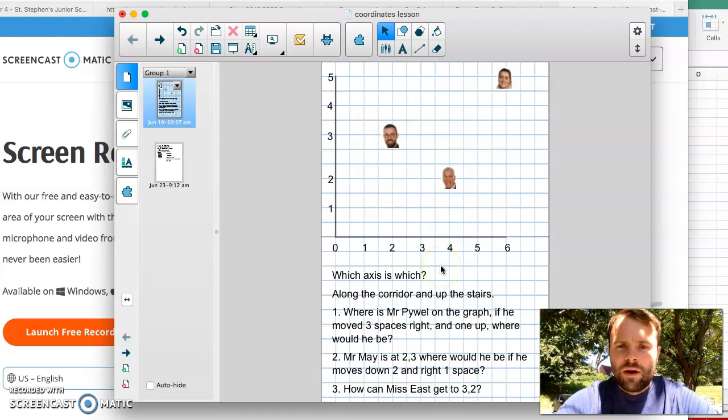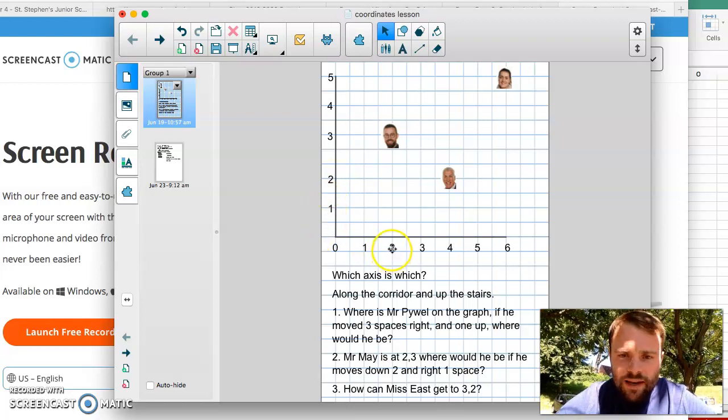You can pause the video here if you want to try and work it out. Okay, so Mr. Pywell is at, along the corridor, 4. Up the stairs, he's at 2. 4, 2. That's where Mr. Pywell is now.